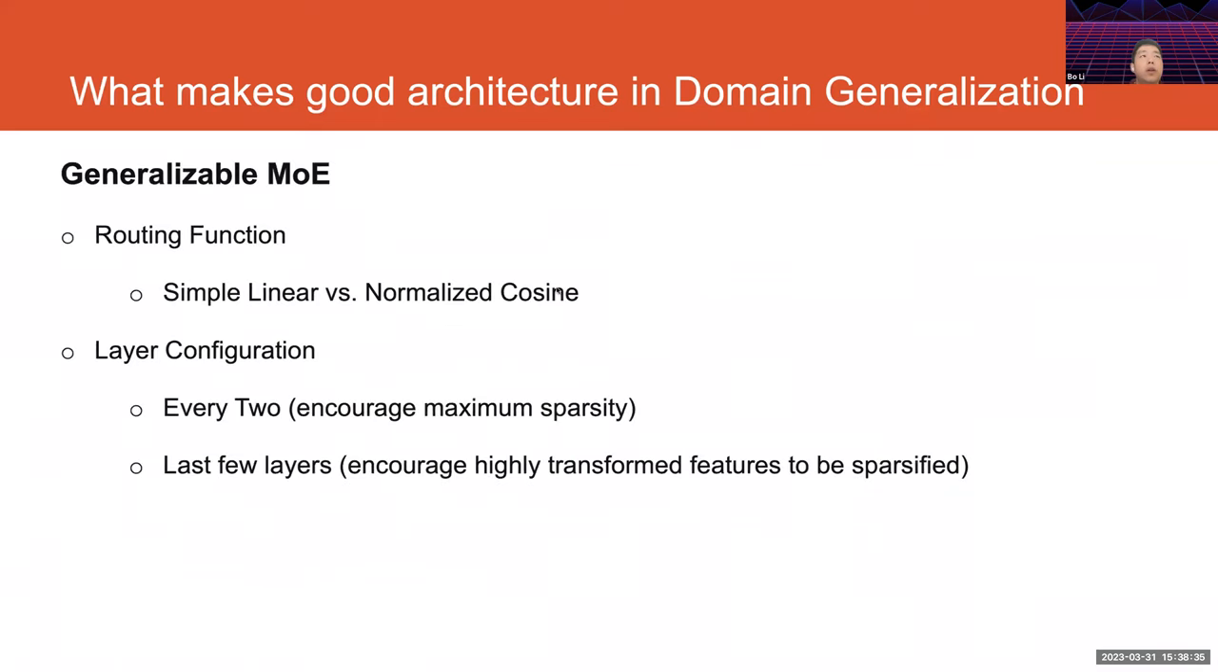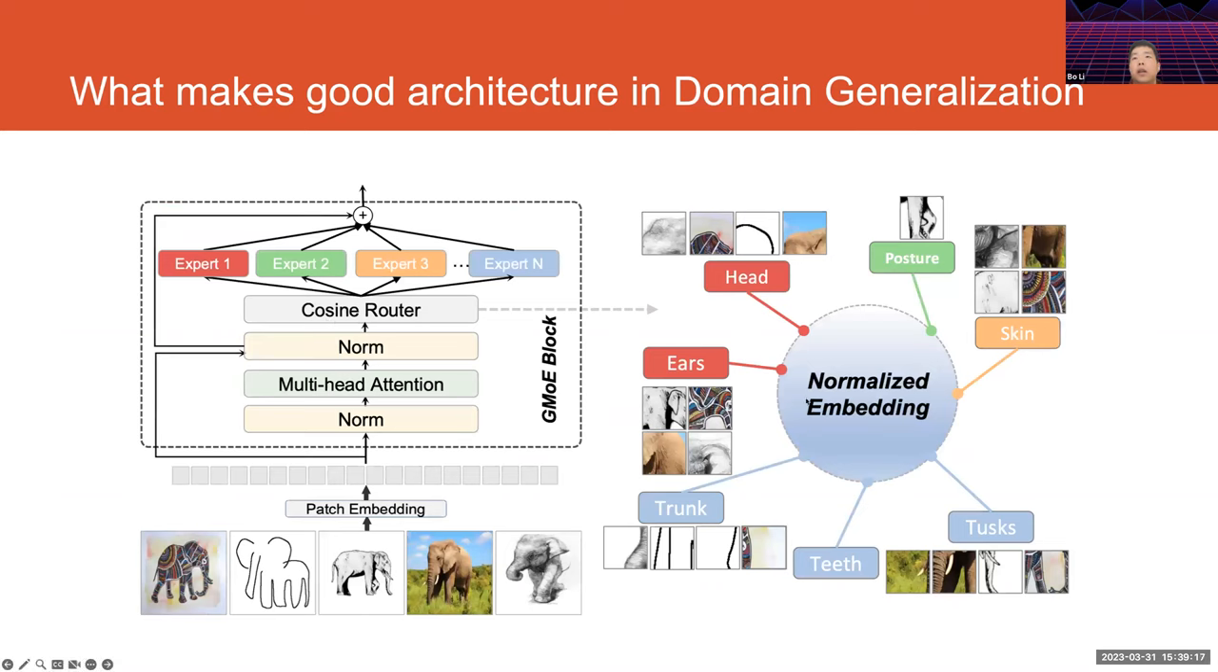Here we also investigate something further from the MoE, which we call the generalizable MoE. First we investigate the routing function. Previous MoE mainly implemented a simple linear routing because they do not care about the assignment of the routing functions, as they do not consider the generalization scenario. But in our scenario, we find that it is important to use a normalized cosine routing mechanism, as we show on this page, because it better aligns with the head in different domain images.